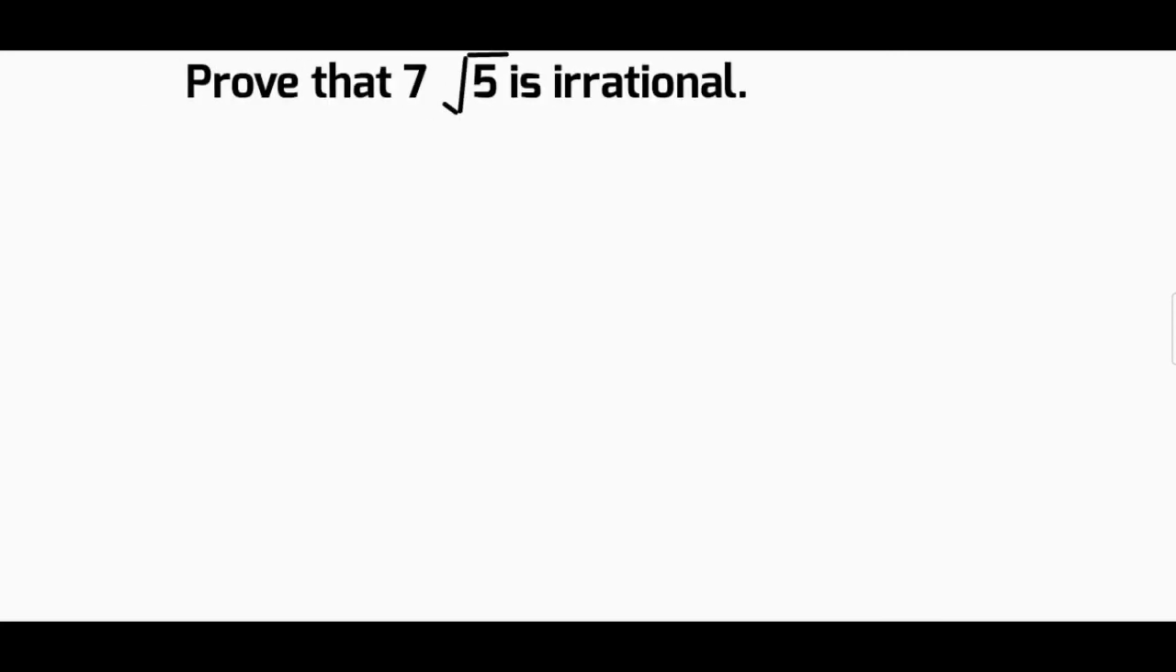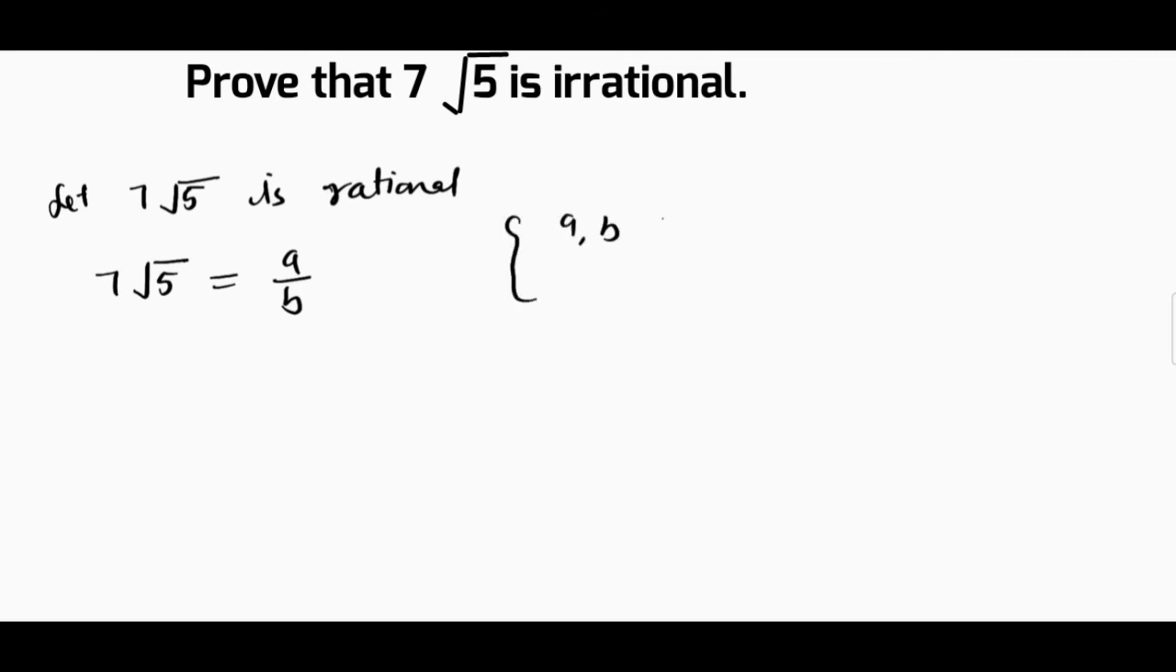For that, I will take one example. Prove that 7 square root of 5 is irrational. So first we will take, let 7 square root of 5 be rational. Then next step, we'll equate this to a by b, because a rational number we can write in this form a upon b. So here a and b belong to integers and b is not equal to 0, and the common factor between a and b is 1.